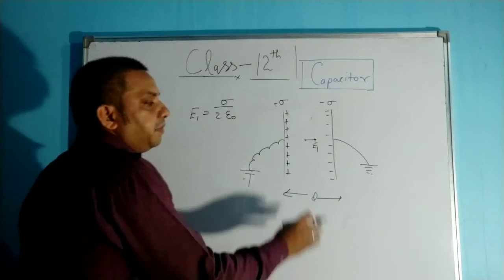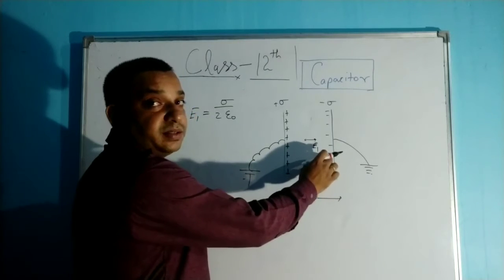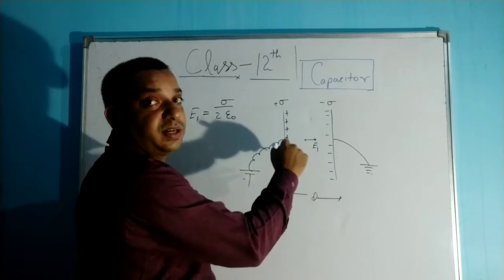Clear? And because of this second plate, which is the negative plate on this side, what is the direction of the electric field at this point?